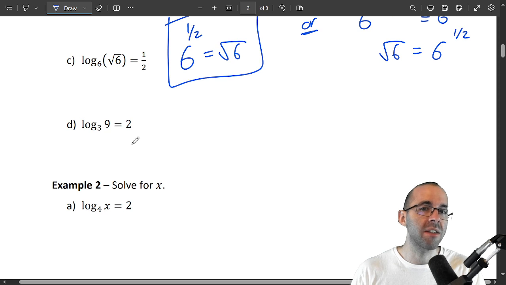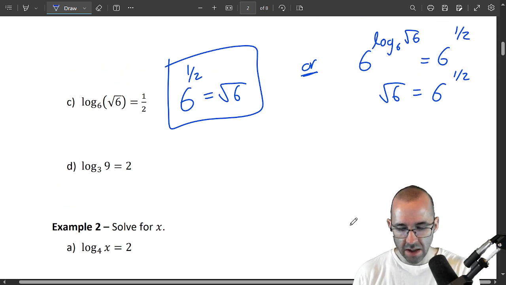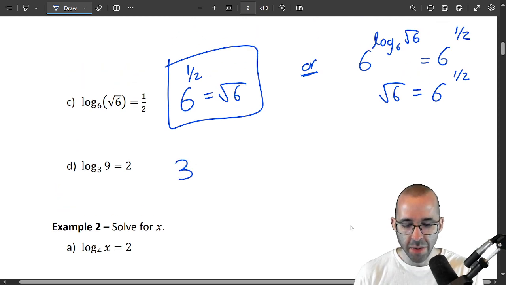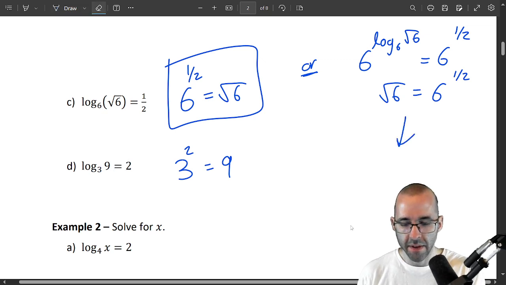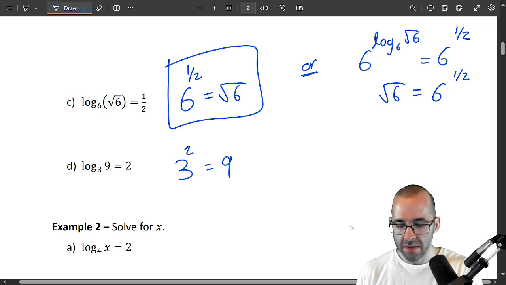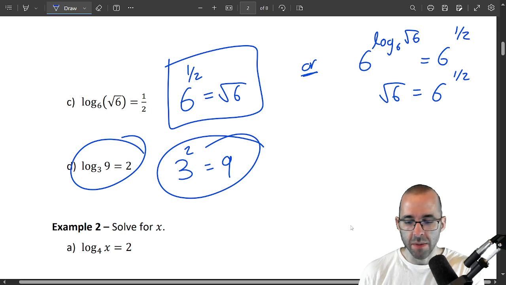Try the same thing on letter D. Pause the video, see what you get. Base of the logarithm, base of the exponential function. Input of the logarithm is the output of the exponential. And output of the logarithm is the input of the exponential function. Or you could do this other method over here.